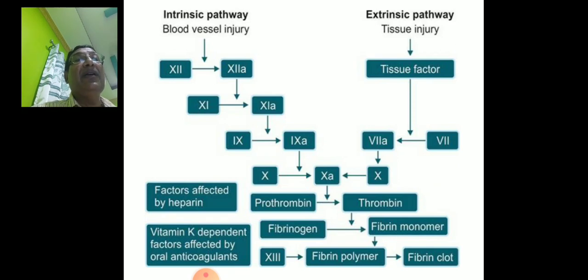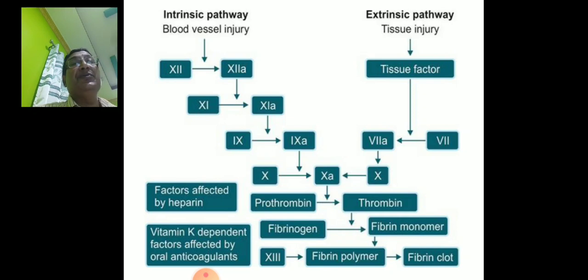In my next slide, again I show you the intrinsic pathway and the extrinsic pathway. In the extrinsic pathway, tissue injury gives a tissue factor, and inactive 7 gives the active form of 7. Similarly in the intrinsic pathway, 12, then 11, then 9, then 10 all convert into the active form, and ultimately they give rise to the conversion of prothrombin into thrombin. This thrombin helps convert fibrinogen into fibrin monomer, and the fibrin gives rise to the fibrin polymer with factor 13 and vitamin K, and ultimately it leads to clot formation. So this is the whole mechanism of blood coagulation.